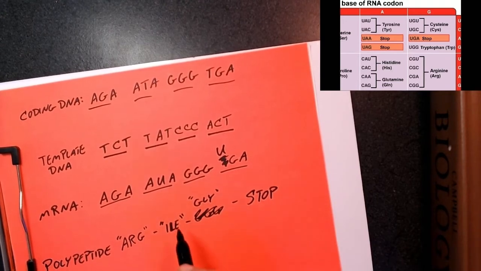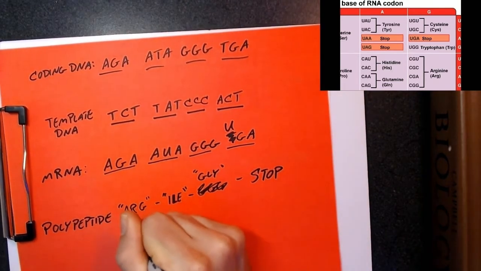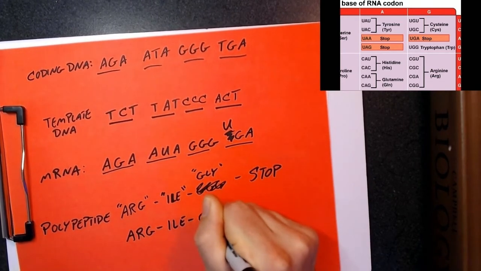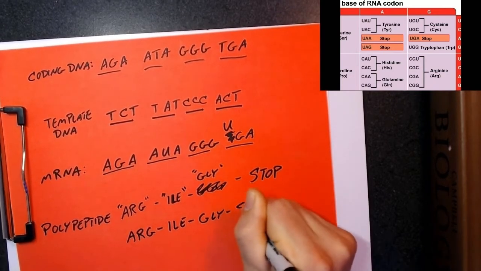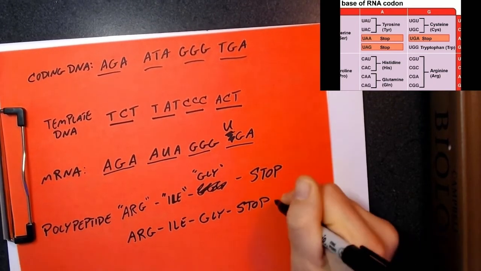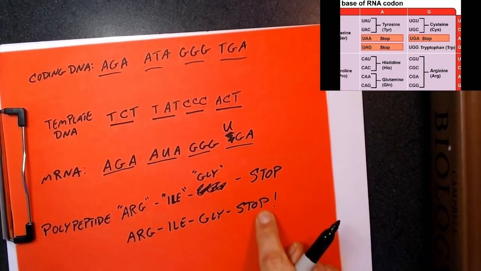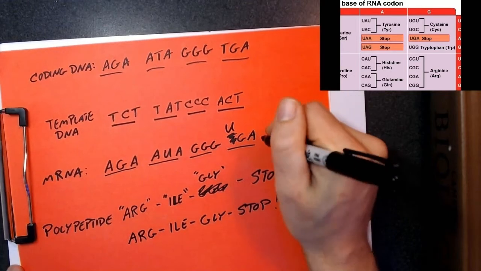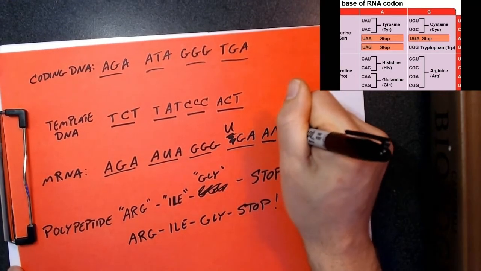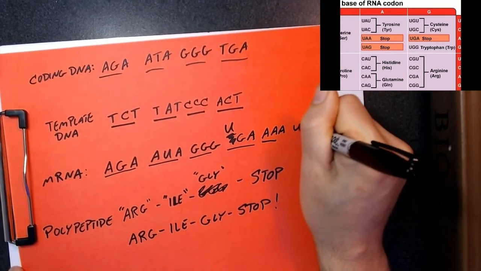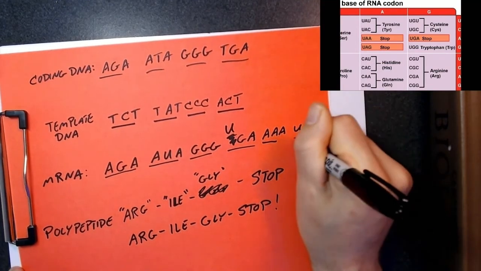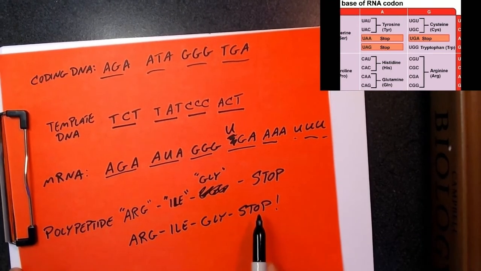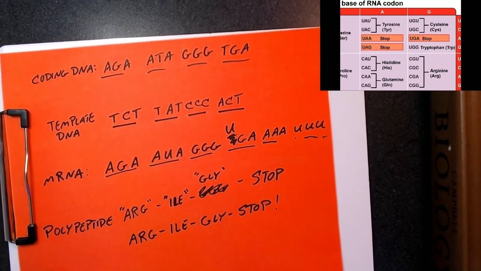So I know I made a little bit of a mess here. Let me just rewrite that. Our polypeptide sequence would be arginine, isoleucine, glycine followed by a stop codon. Okay? And the stop codon just means that the sequence is terminated. Even if there were still some codons going after this, if there was like A, U going on after this, if you hit a stop codon, translation stops immediately. So this is all that would be translated from this point.